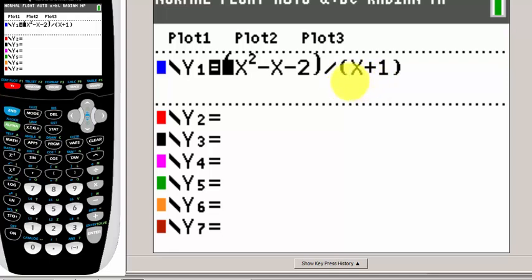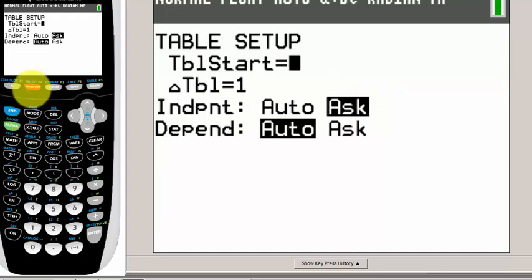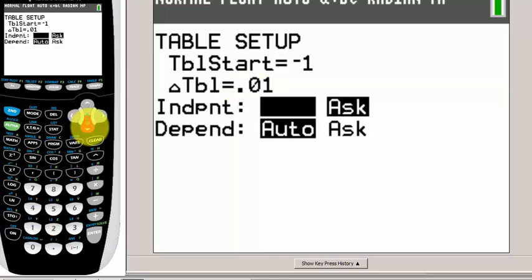Well, we need to come near negative 1, right? So we want to do a table set. And we want the table start to be, let's say, negative 1. Now, I know it's not going to be defined at negative 1, but my delta table, I need it pretty small, okay? Because I want to approach negative 1 from the left and from the right, but with some small step. So let me try 0.01. And if it's too large, we'll go smaller. Right here, I want auto. I just want to check out my table. So let's look at the table right now.